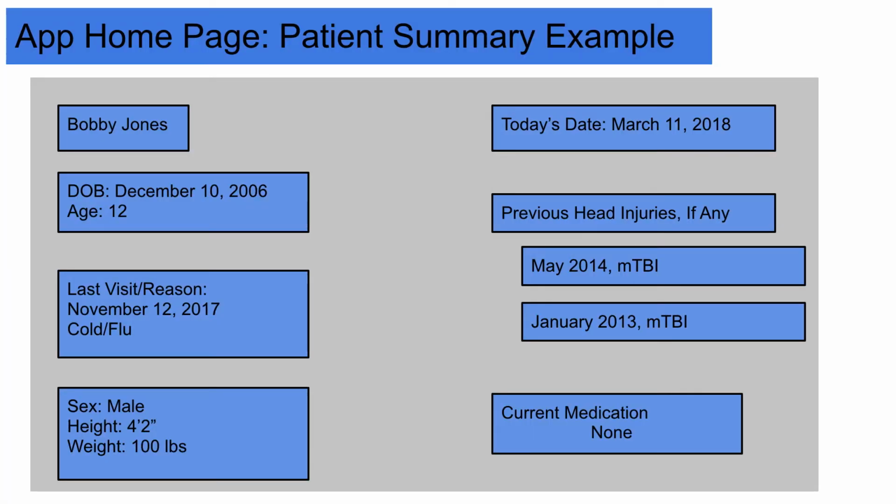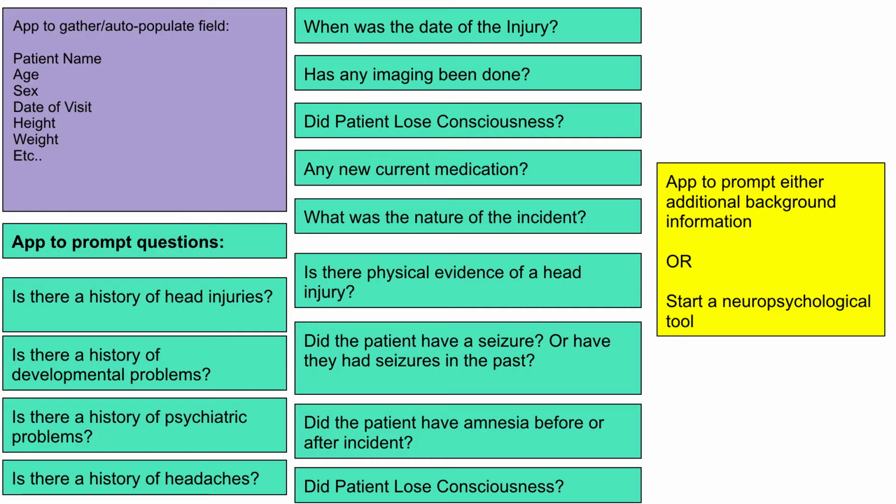Next, you'll see an example of our app homepage as we're starting to envision it. We want a quick, simple view for the physician that tells the patient's story, as well as any previous head injuries, as this app is focused around concussions. This information would hopefully come from the patient's EHR so as to be automatically populated as well as automatically updated.